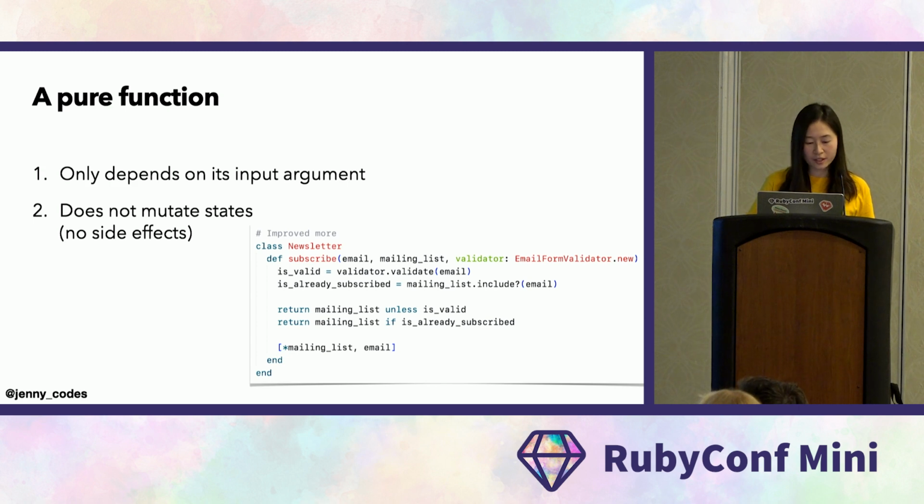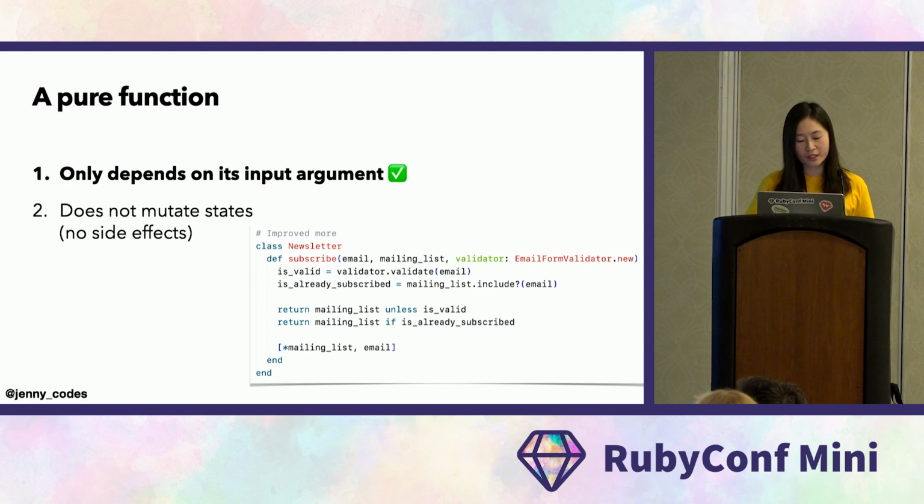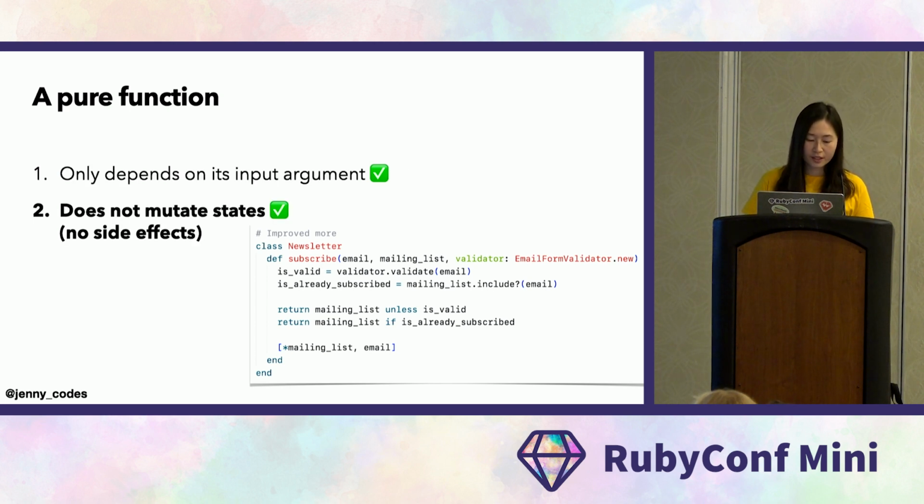Now, let's run this against our two conditions again. First of all, we apply parameterization or dependency injection. So now this method only depends on the input argument. And the second condition also checks. Instead of mutating our mailing list, we transform it instead. So the original mailing list is not affected.